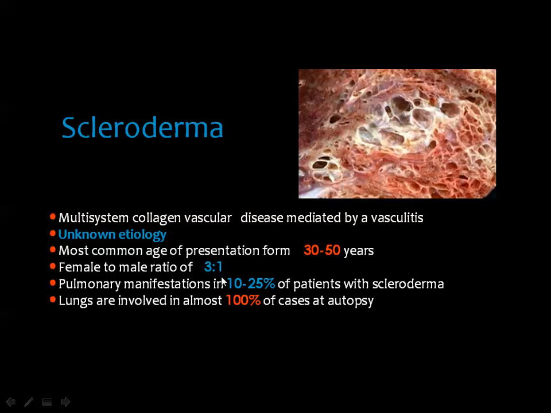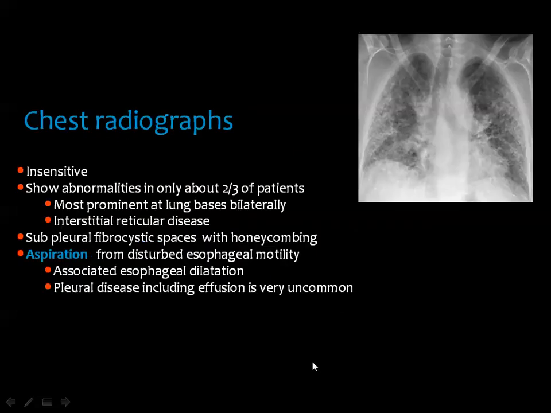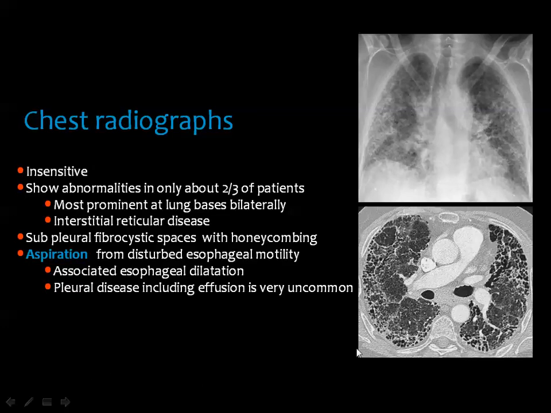Females are more commonly affected than males. Pulmonary manifestations are present in about 10 to 25% of patients, but lung involvement is present in almost all cases at autopsy. The manifestations are typical of, or similar to, usual interstitial pneumonia. You get multiple honeycombing, traction bronchiectasis, interstitial opacities, and ground glass areas.